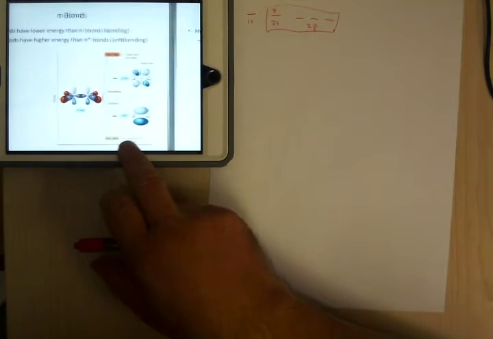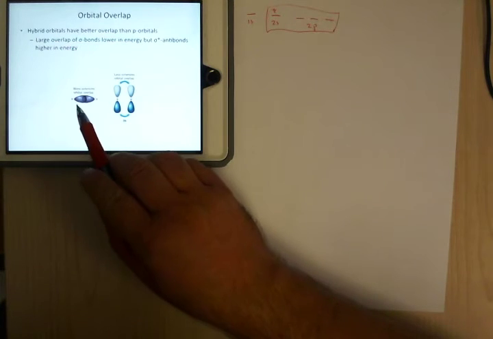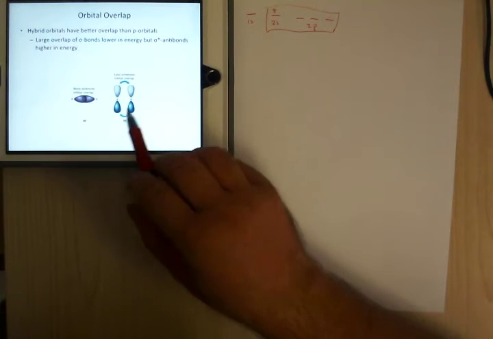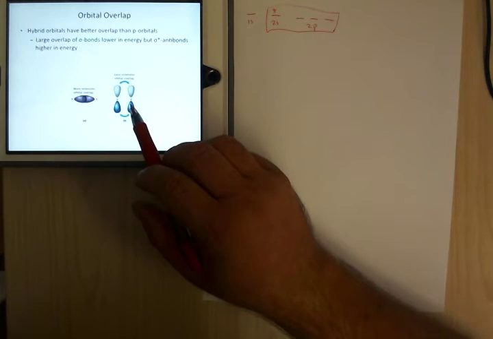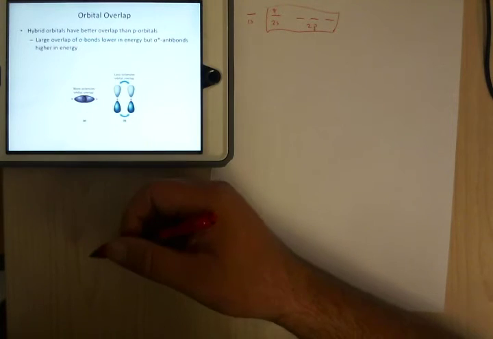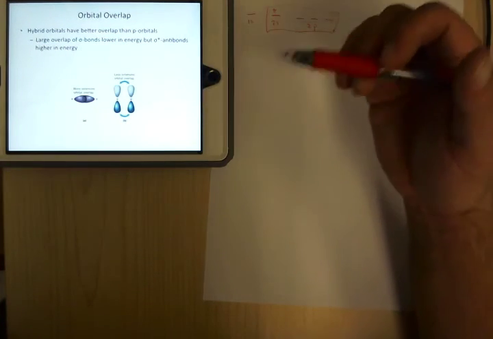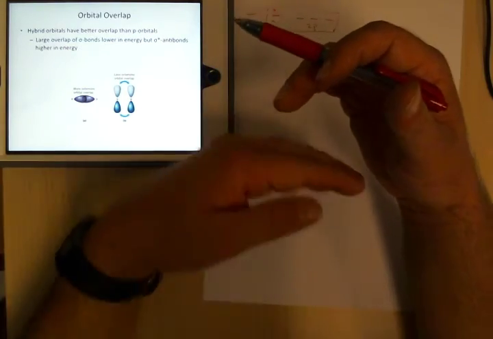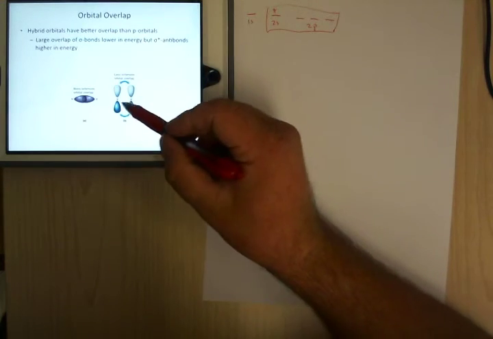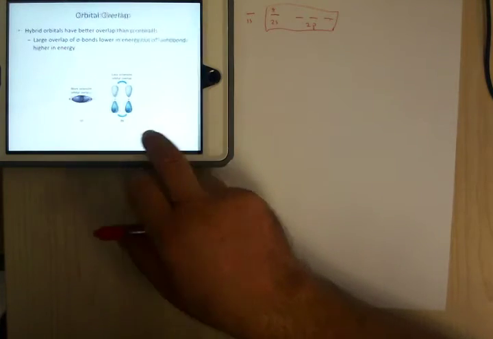The sigma orbitals have better overlap than the pi orbitals. Because you have good overlap here, you get a lot of energy out when you make the bond. Because of conservation of energy, if you drop a lot down here, that means you have to raise way up on the other end. Here you're not getting nearly as good overlap, so the drop isn't nearly as far. That means going up doesn't need to be as high.